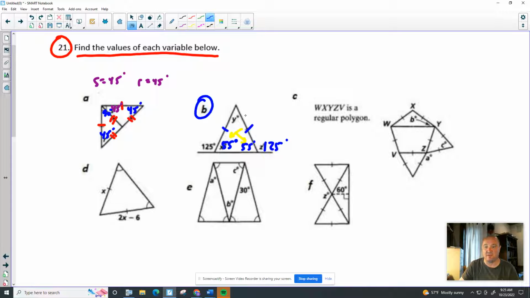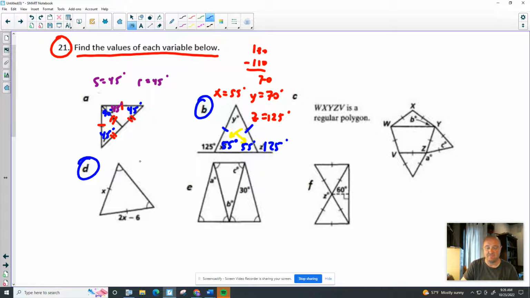And then, of course, I can find Y with the triangle sum theorem. I add these two together. I get 110. Subtract that from 180 and get 70. So X is 55 degrees. Y is 70 degrees. Z is 125. I'm going to skip C till the end.